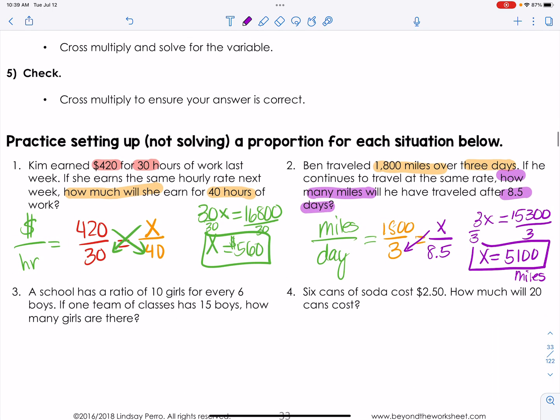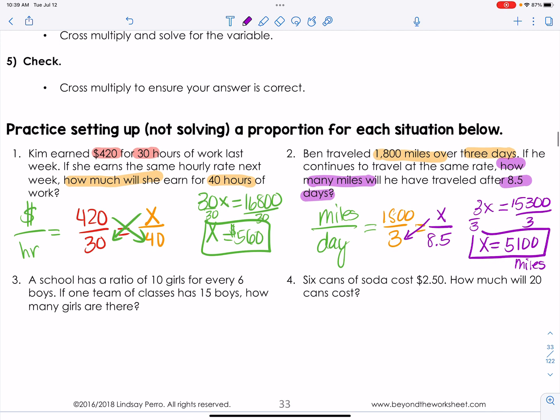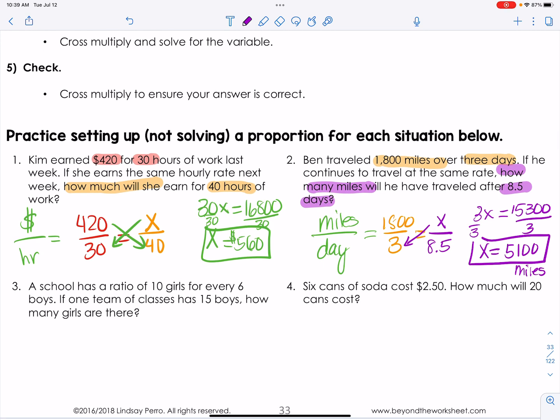Okay, I would like you to pause the video, and I would like you to do 3 and 4 and see if you can get those correct.